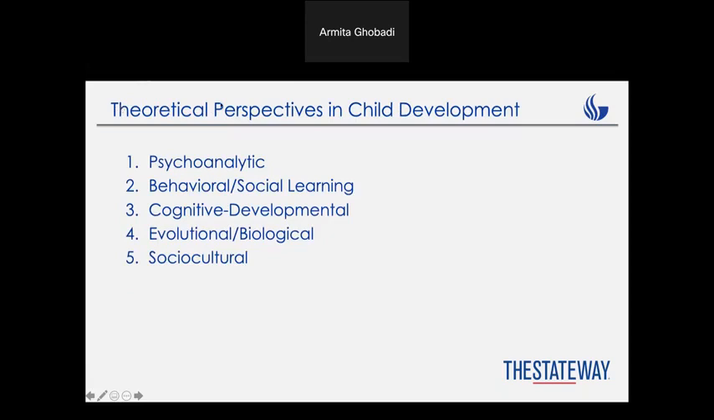Now let's talk about theoretical perspectives in child development. The first one is going to be psychoanalytic, the second one is social learning, the third one is cognitive developmental, the fourth one is evolutionary or biological, and the last one is sociocultural.